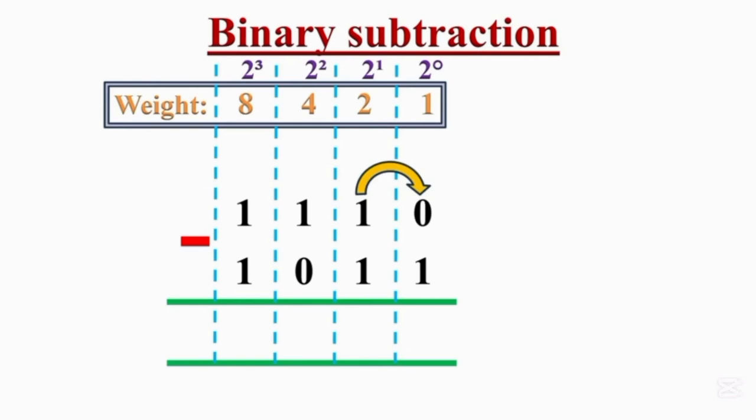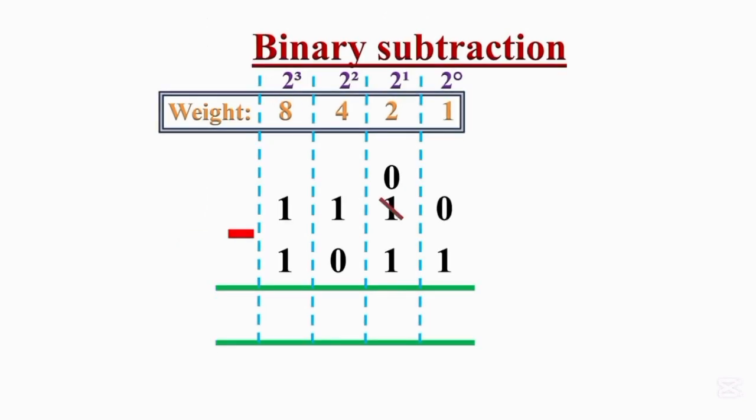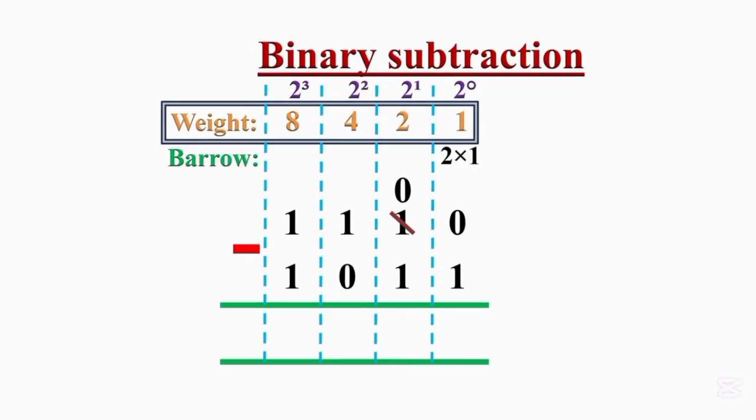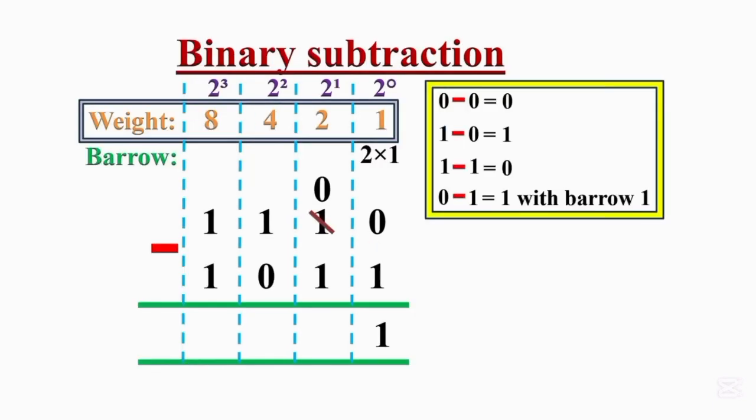To understand easily, we will refer to each column by its weight. Now we have to borrow from the 2 column to the 1 column. The weight of 1 in the 2 column is 2. So whenever we put this one in the 1 column, we must represent it as 2 times 1, or we can say that there are 2 ones in the 1 column. So after subtracting 1 from 2 ones, we will get 1 as the answer. This is what I mentioned in the last rule of binary subtraction: 0 minus 1 equals 1, whenever 1 is borrowed from the next column.